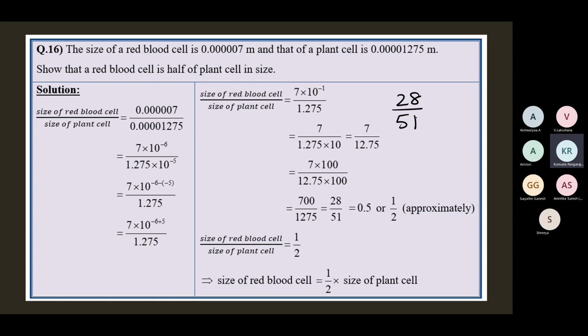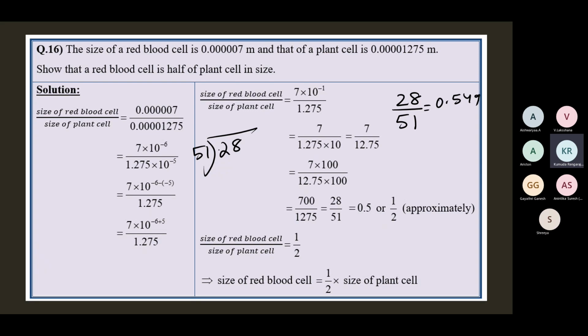See here. When you divide 28 by 51, I'm using my calculator. I'm getting 0.549. It goes on like that. Okay, 0.54. You can just divide up to 2. See, divide 28 by 51.